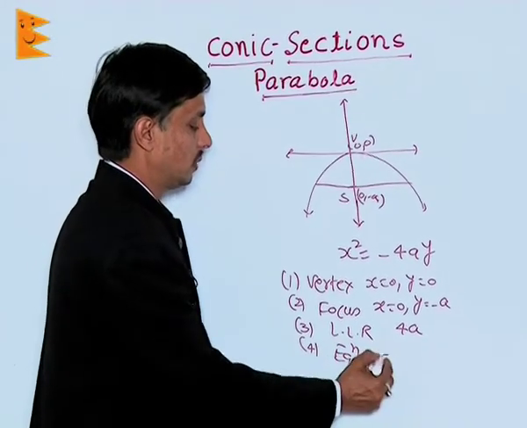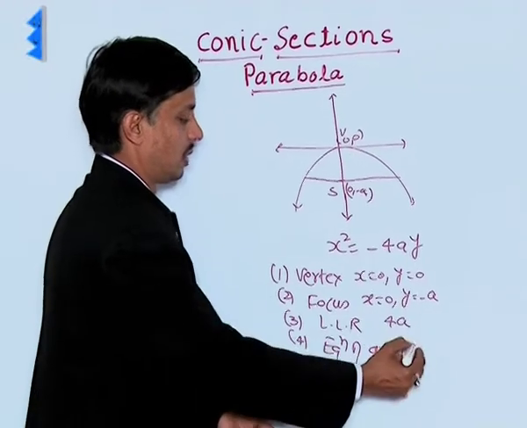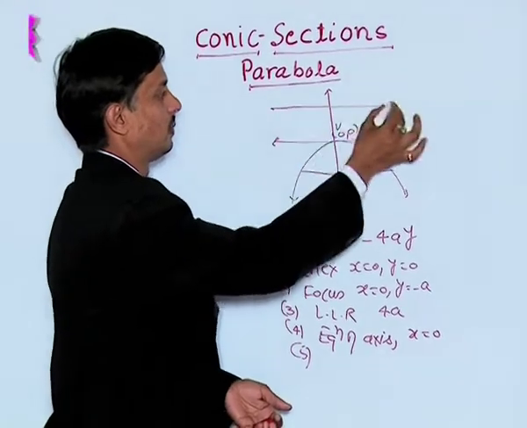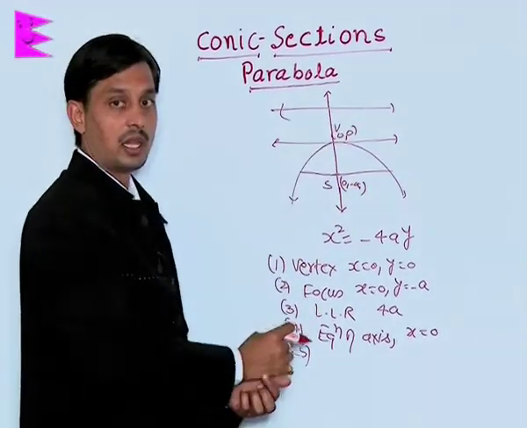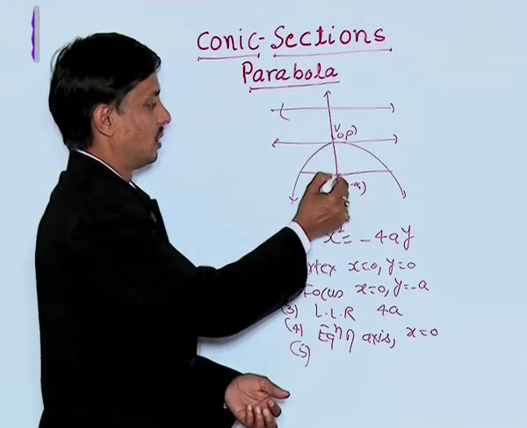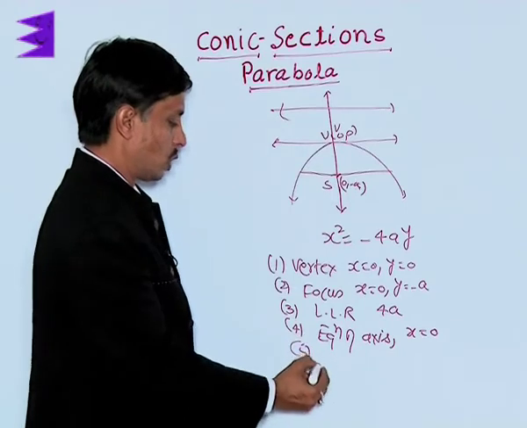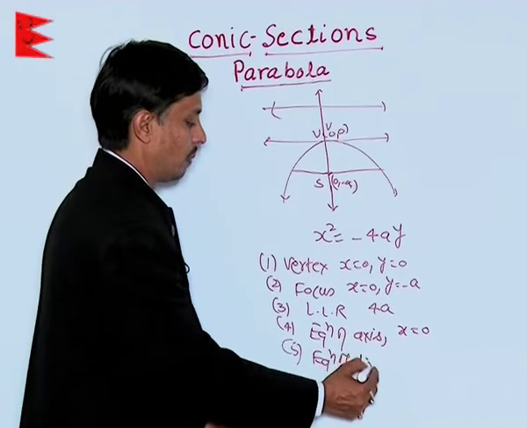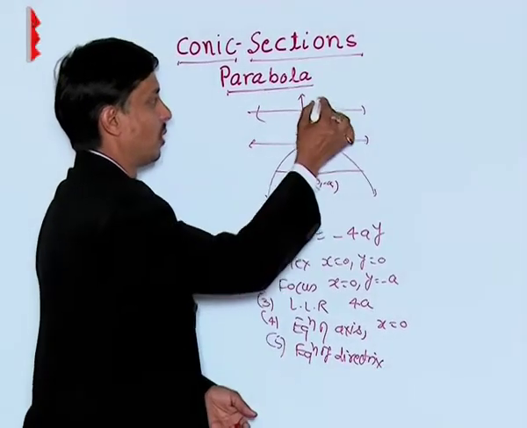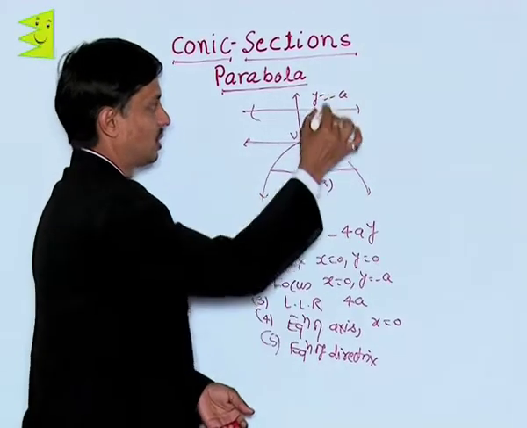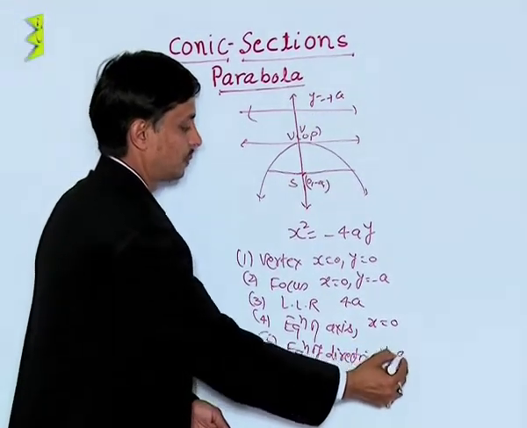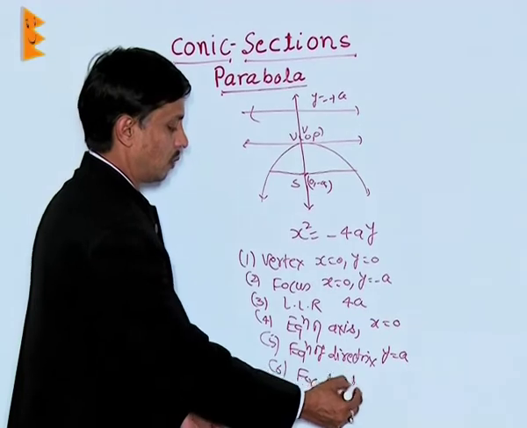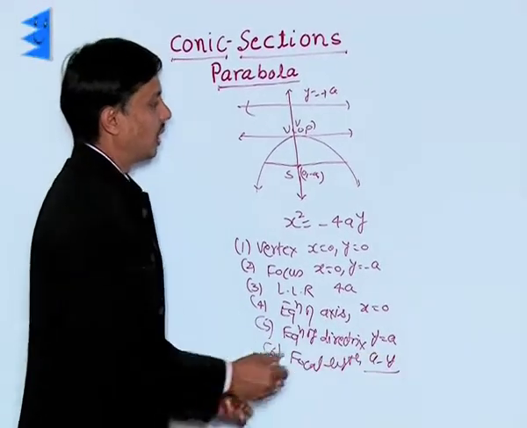And the equation of axis is given by the y-axis is the axis, x equals 0. Equation of directrix: the directrix is at an equal distance from the vertex as the focus is from the vertex. So the equation of directrix will be given by y equals plus a, because it is in the positive direction. And what is the focal length or focal distance? The focal length or focal distance is given by a minus y.